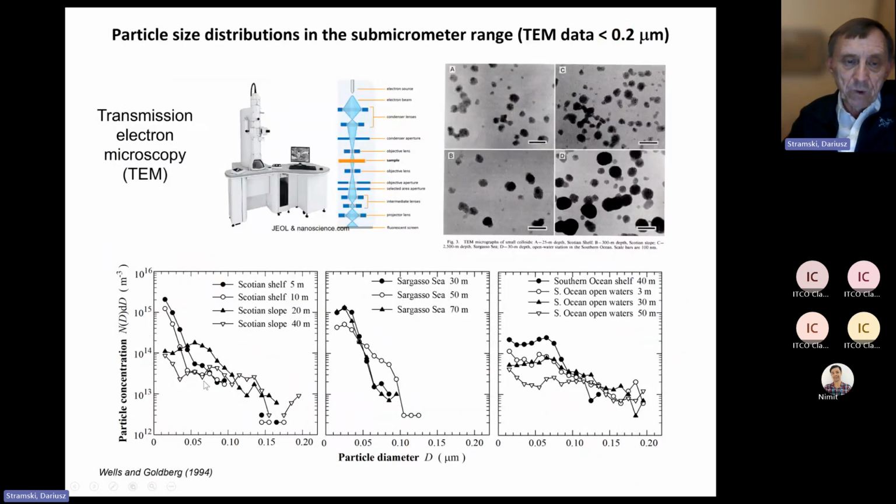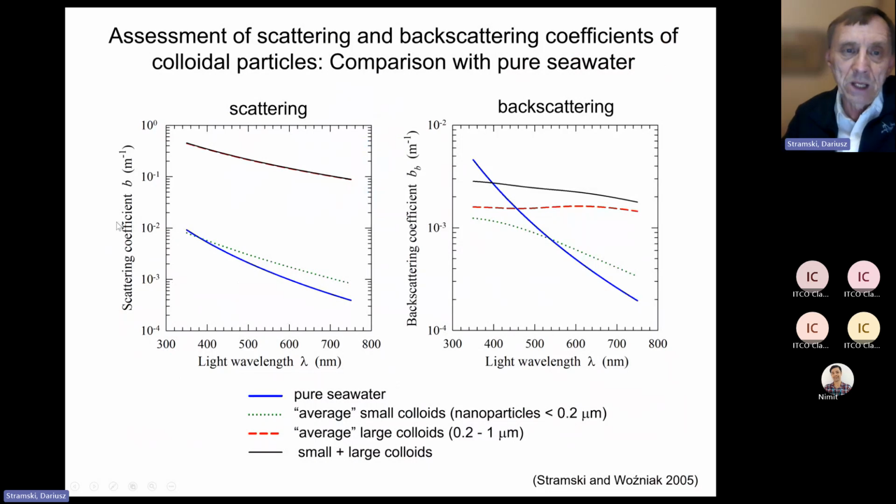So with assumption of some refractive index, and using these counts and concentrations and sizes, you can calculate, or you can estimate, the scattering and backscattering. One point I want to make, that these kind of theoretical assessments indicated in this study and also in other studies that colloidal submicrometer particles are a major contributor to backscattering in vast areas of open ocean.